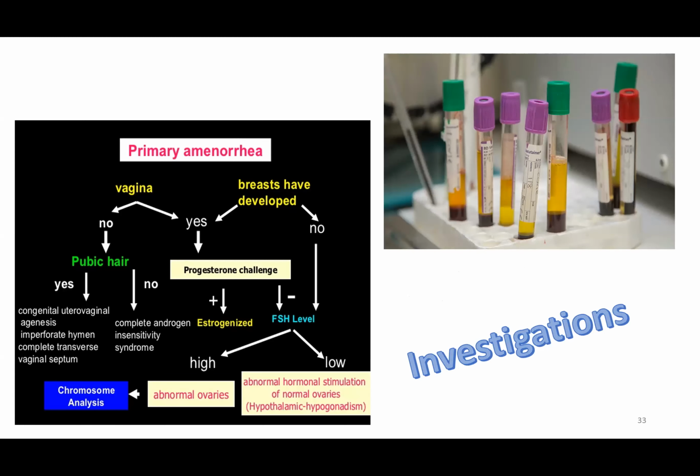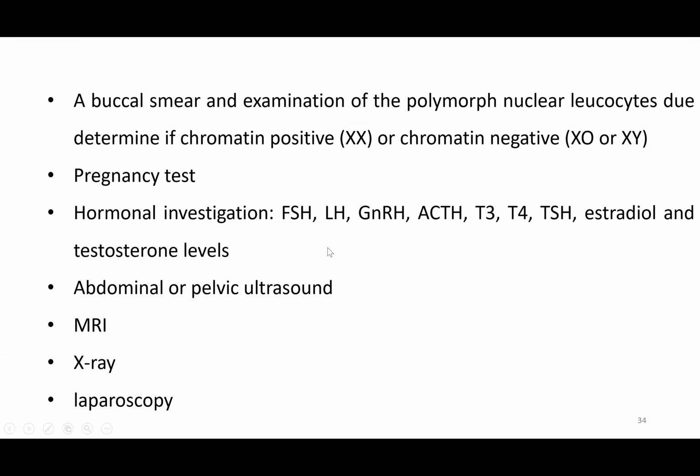Now, what investigations are we going to send the patient with primary amenorrhea? We will send for a karyotypic examination. We will take the sample through a buccal smear to see if she is XX or XY or XO or other karyotypic configurations. We will send the pregnancy test, and as I mentioned, you can be discreet. You will send it with the other investigations and await the results.